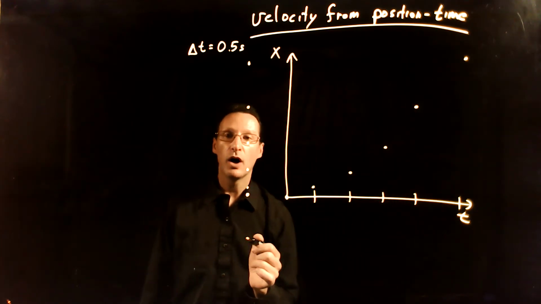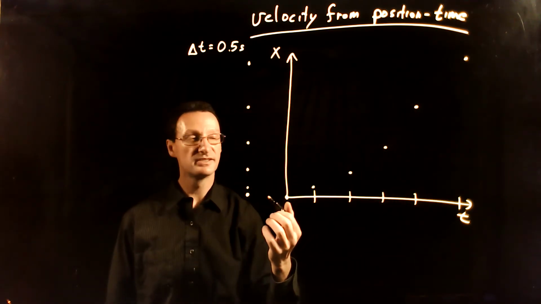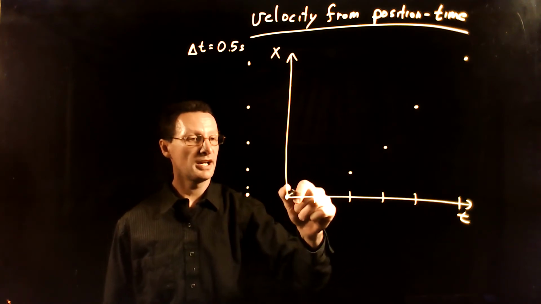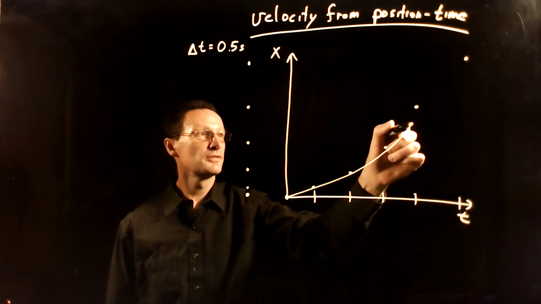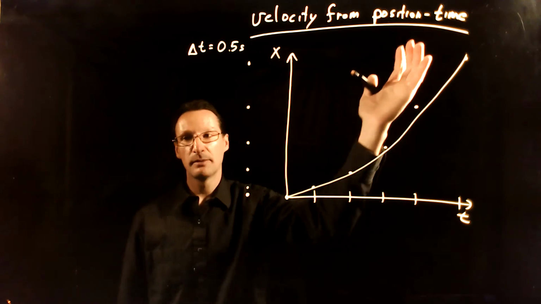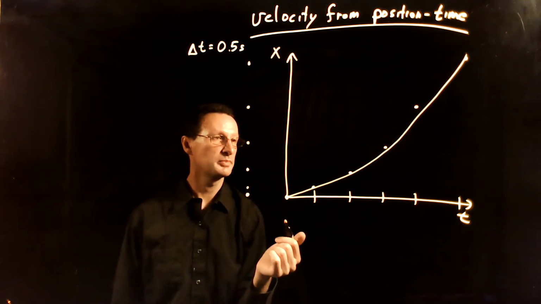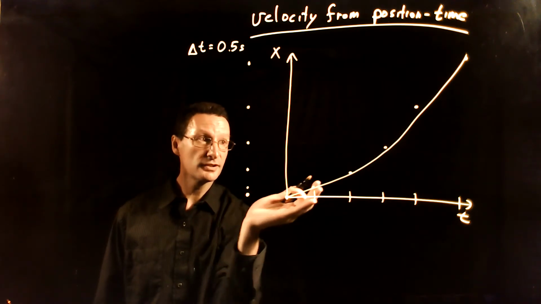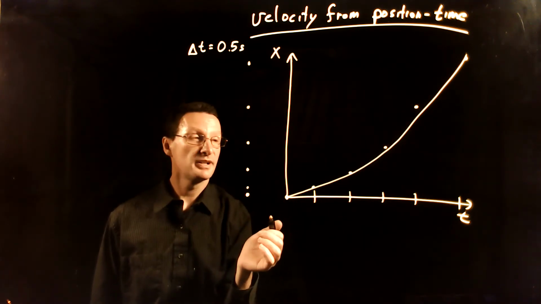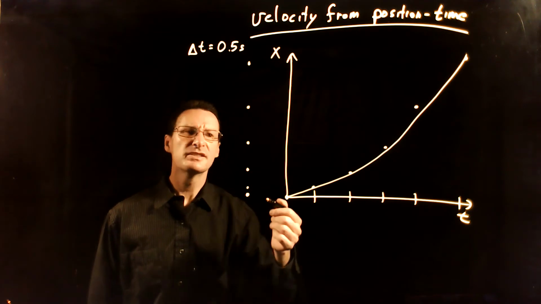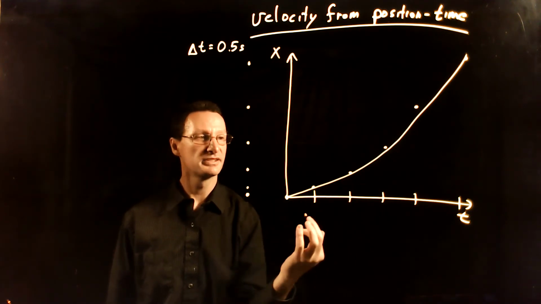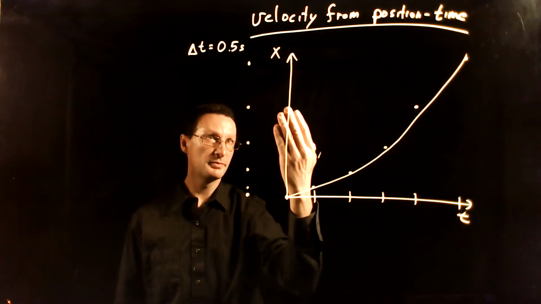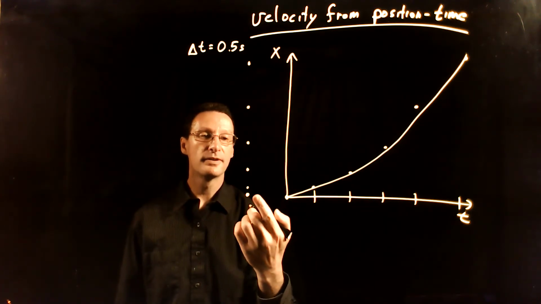Okay? So hopefully you can see a trend from these data. If we join these points together with a line, you can see a nice curve that curves upwards. I didn't hit exactly all the points, but it's pretty good. So it's a curve that gets steeper as it goes along. Okay, so that's how we get a position time graph from the motion diagram.